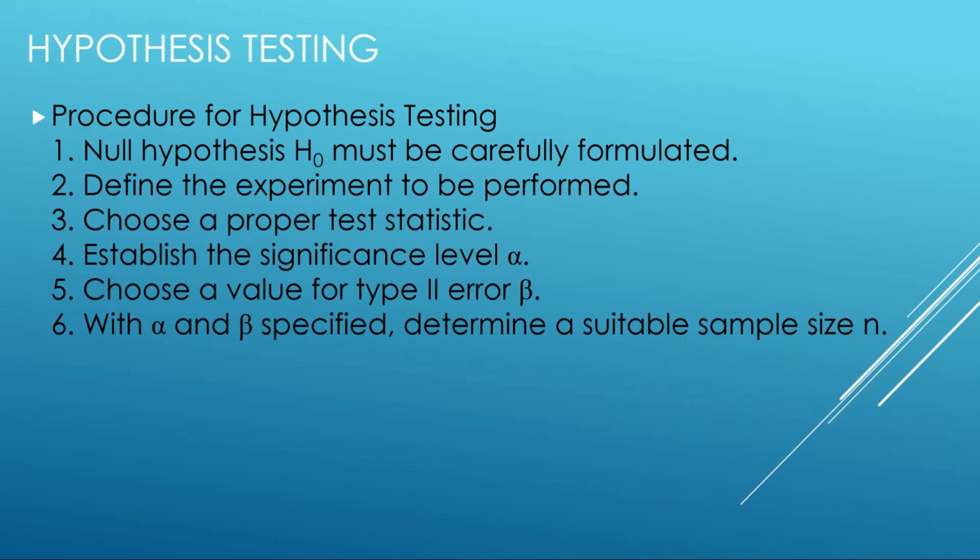What is the procedure of hypothesis testing? Procedure for hypothesis testing is that, first of all, null hypothesis H naught must be carefully formulated. Second, define the experiment to be performed. Third, choose a proper test statistic. Fourth, establish the significance level alpha. Fifth, choose a value for type 2 error. And sixth, with alpha and beta specified, determine a suitable sample size n.